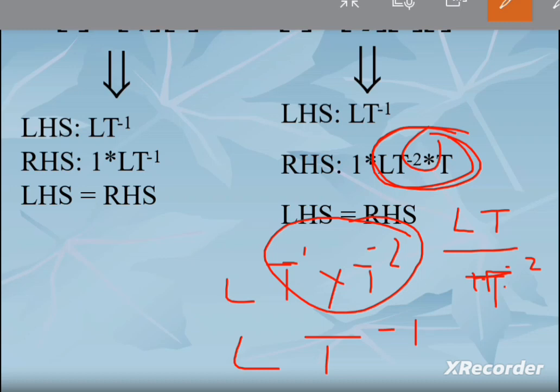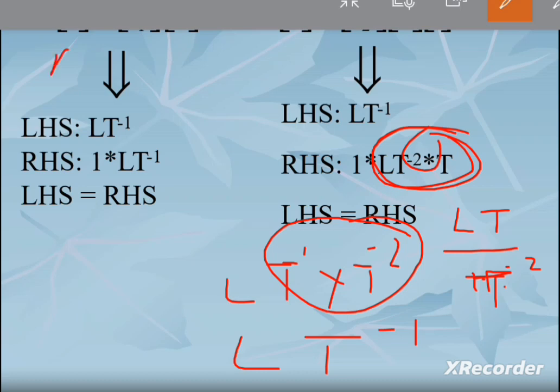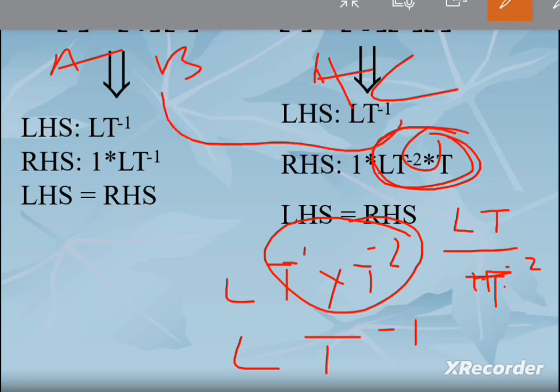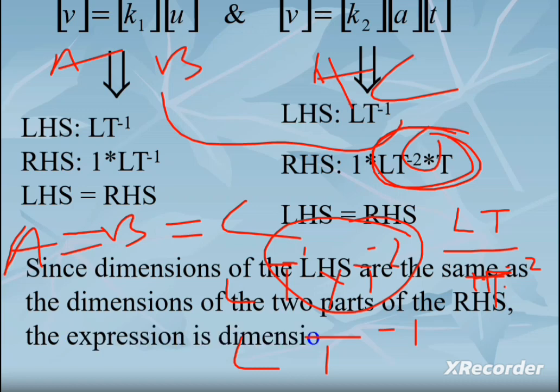So you can see that if we say this is section A, section B, section A, section C: if A and B are the same and A and C are the same, it means that C and B are the same. I hope it's just logic there. So you can see that A is the same as B is the same as C. That means this equation is dimensionally correct. Since the dimensions of the left hand side are the same as the dimensions of the two parts of the right hand side, the expression is dimensionally correct.